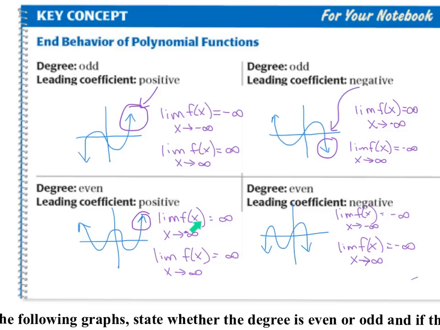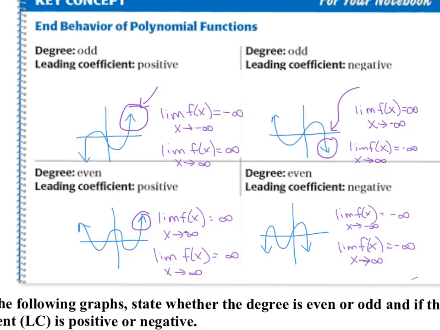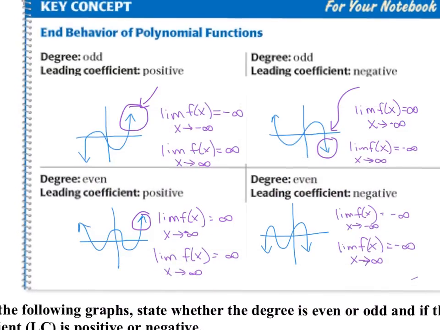The other two will work the exact same way, but for even-powered polynomials, the end behaviors will be the same because they go in the same direction. Odd go in different directions, so if one's negative infinity, the other one's positive infinity. So let's take a look at the next part.